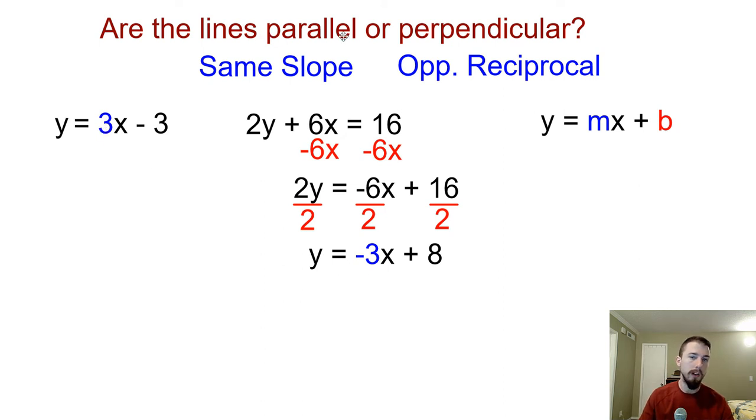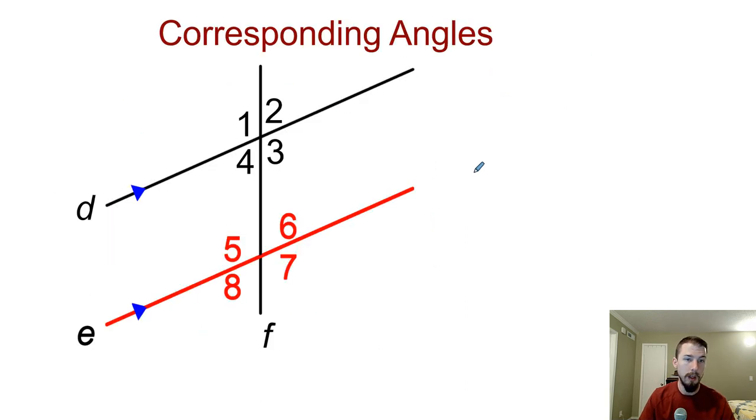Well, are those lines parallel? Do they have the same slope? No, because they have opposite signs. But are they opposite reciprocals? Well, no, not quite, because the opposite reciprocal of 3 is actually going to be negative 1/3. So they're not quite opposite reciprocals. Just because they're the opposite sign, they're not actually reciprocals either. So it's not enough just to be opposite. It has to be the opposite reciprocal. So these are going to be neither parallel nor perpendicular. They just intersect. All right, moving on.